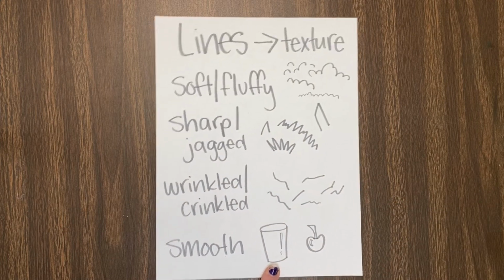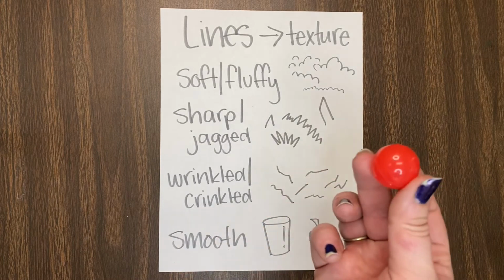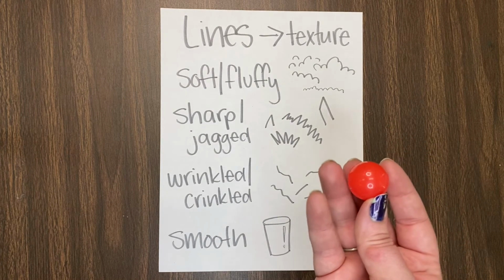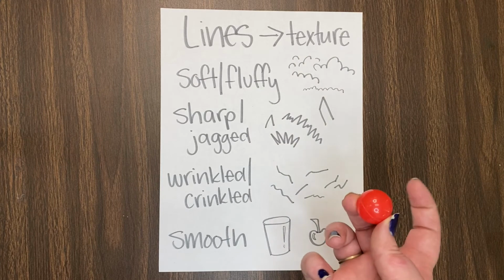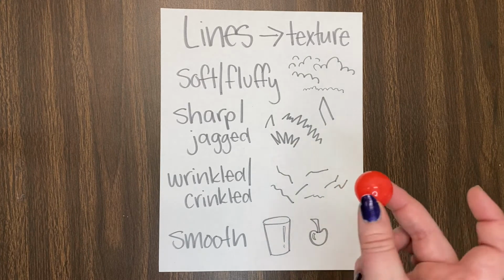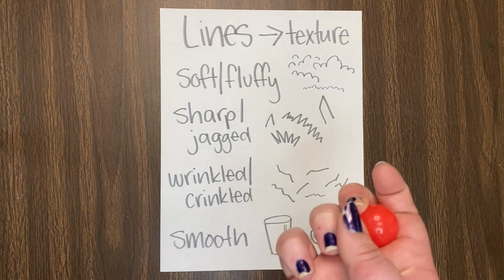If something is smooth, there's not really a lot of lines that we can put on it except for adding highlights. For example, if we look at a plastic ball, there's not really any lines on it that tell us that it's smooth, but we know it's smooth because it's got the highlights from my lights on it. So when we have something smooth, we add lines to make our highlights, so we know that it feels that way.